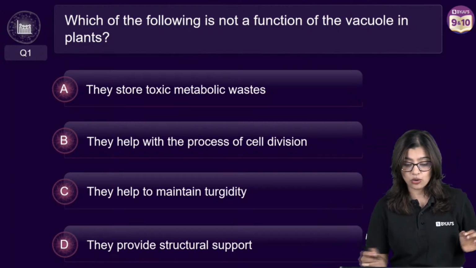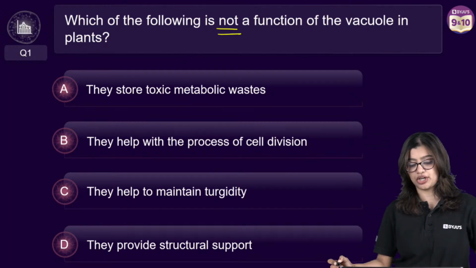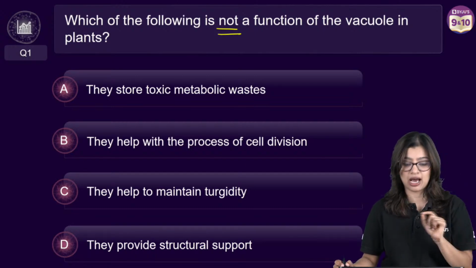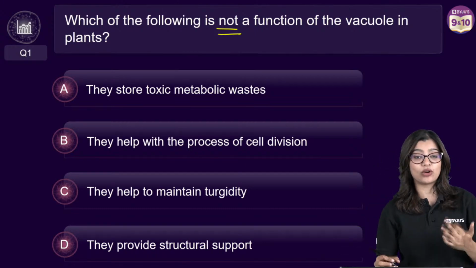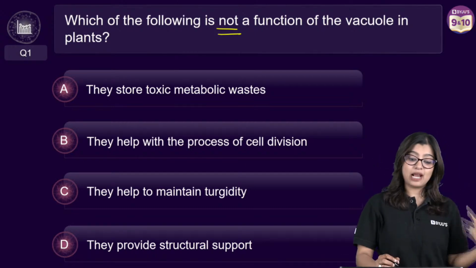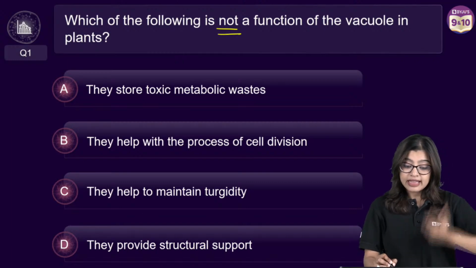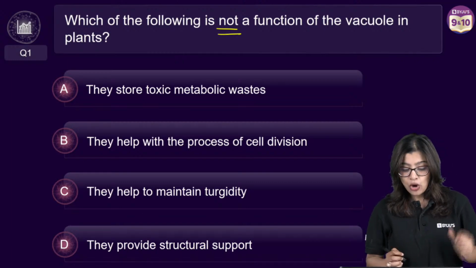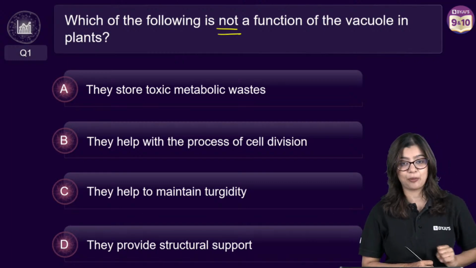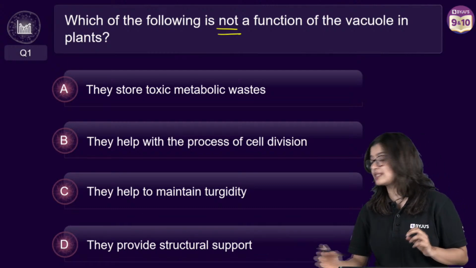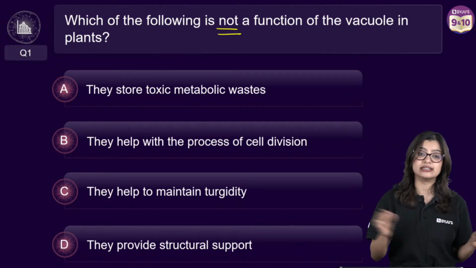Which among the following is not a function of the vacuole in plants? They are responsible for storing some metabolic waste. They help with the process of cell division. They help in maintaining turgidity, or they provide structural support. The poll is live on your screens and you can give me the answer here.